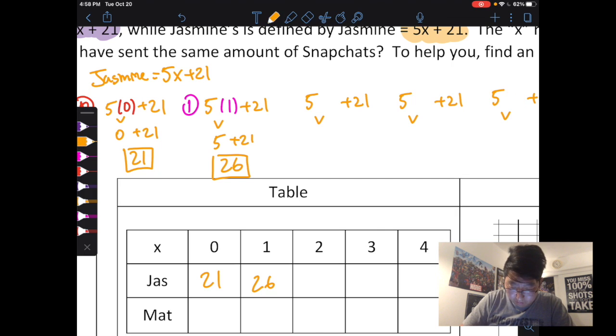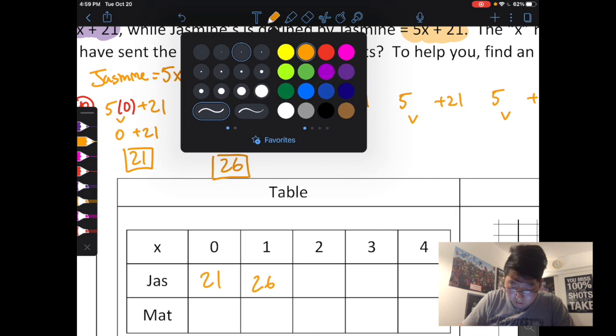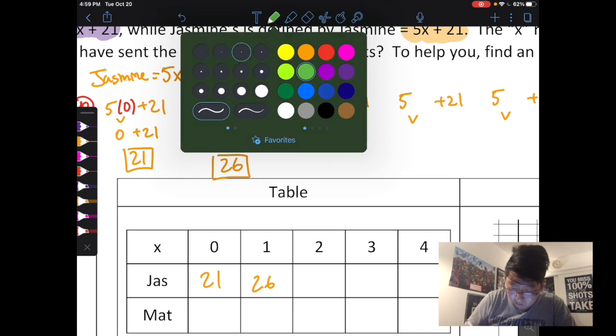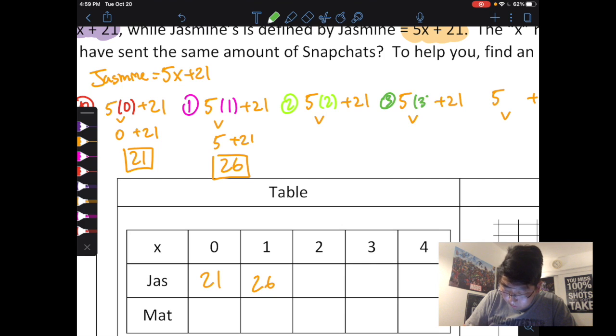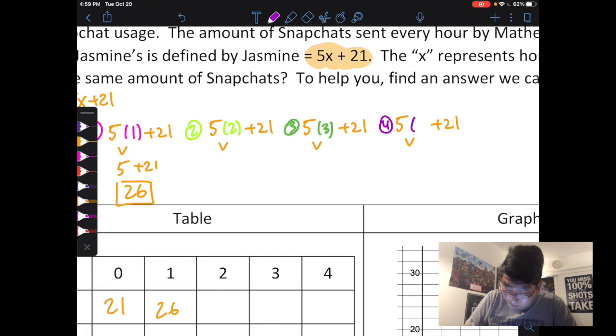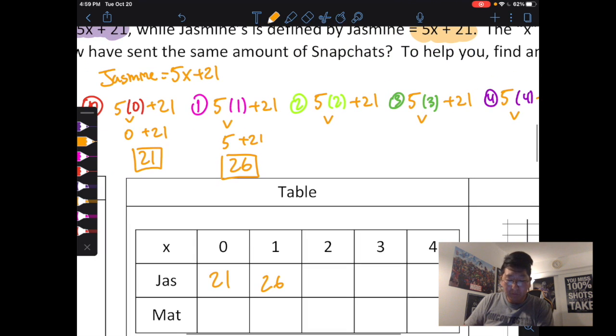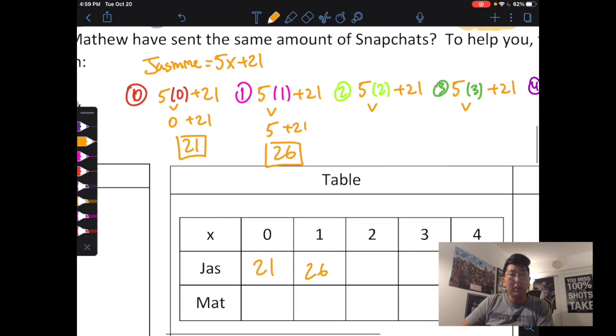So we'll put 2, 3, 4. So instead of x, I put 1, 2, 3, 4. I already solved 1 and 2.